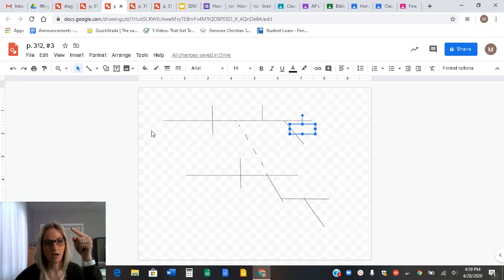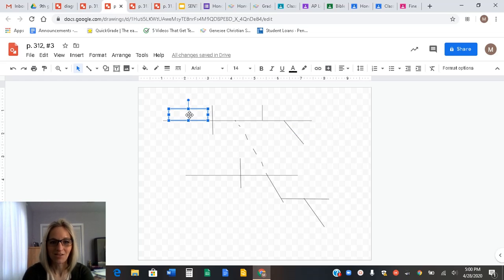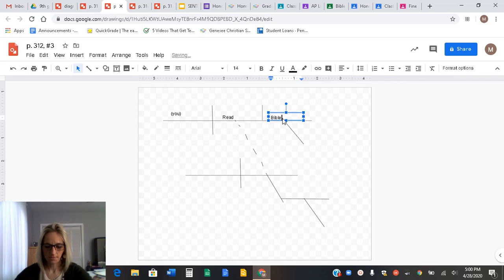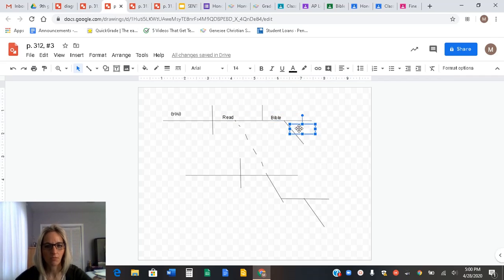Good. All right, so let's diagram our independent clause first, which is read your Bible. So my subject is, did you get it? Understood you. Good. What is my verb? Read. You read what? Bible. Okay, what's going right here under Bible? Did you say your? Then you are correct.